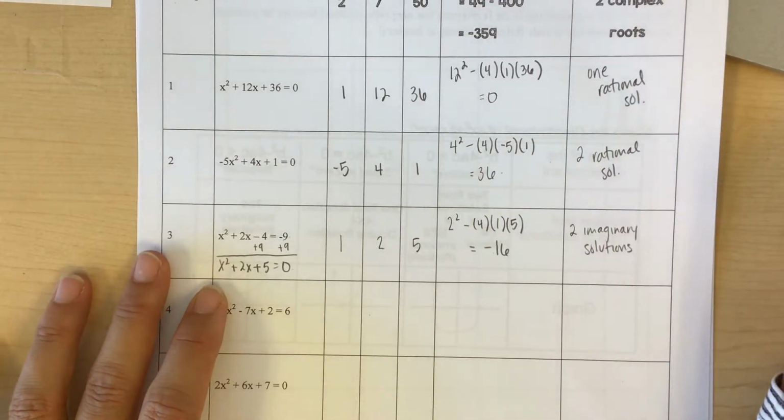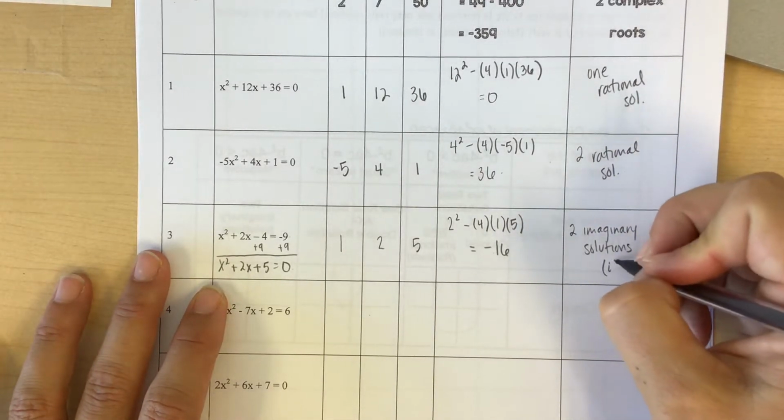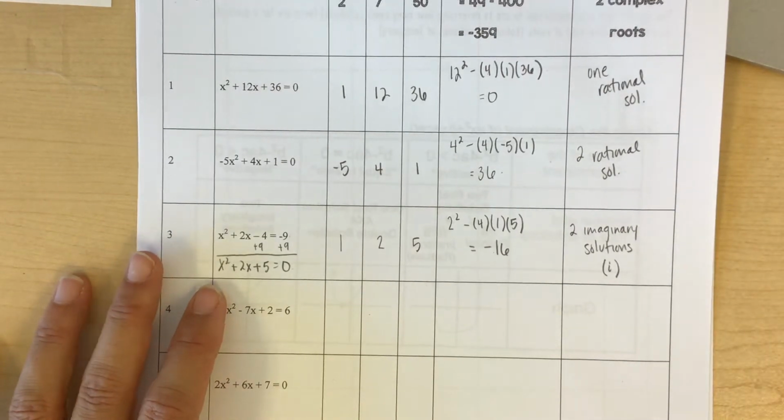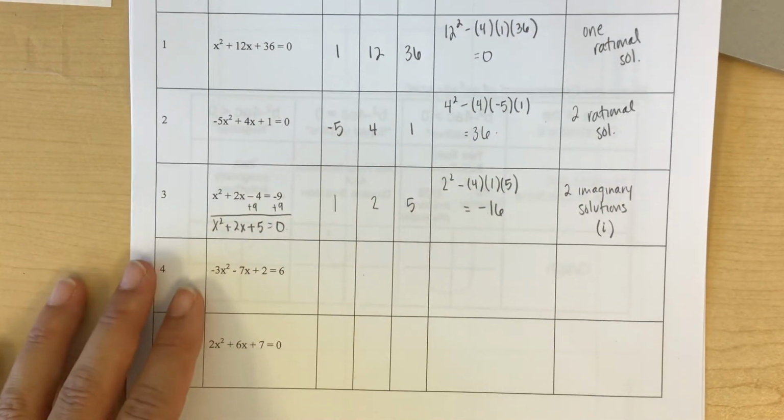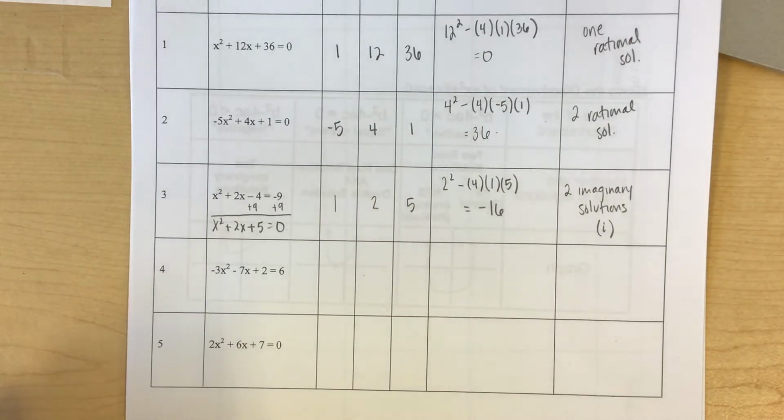All right, so two imaginary solutions. That means I'm going to have i in my solution. Okay? All right, what I would like for you to do is to pause the video really quickly and go ahead and try 4 and 5. And once you're done, unpause the video or play the video again and check and see if you got the correct answers.